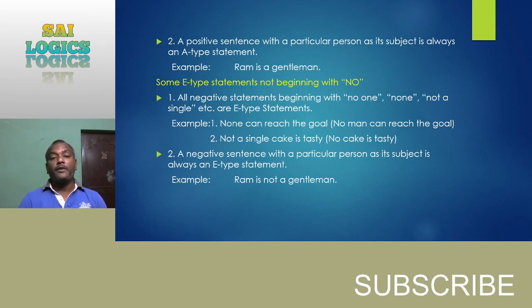Now let us have a digest again. A type and E type. So when a positive statement is given and it starts with every, each, any, it is A type of statement. When a positive sentence is given and it is particularly talking about a person in a positive way, so that is A type. When a negative sentence is there, it is beginning with no one, none, not a single, so that has to be reduced to E type. When a negative sentence is there, when it is particularly talking about a person in a negative sense, it is to be called as E type.